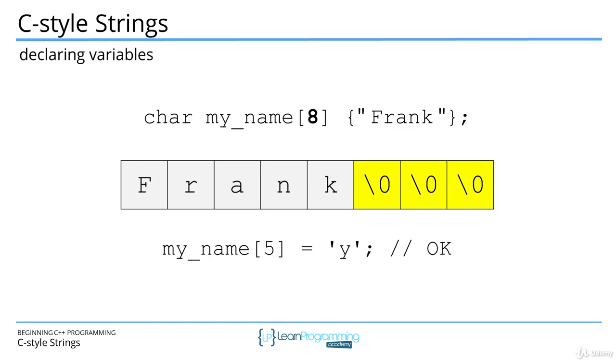In this example, we are explicitly asking the compiler to allocate 8 characters for the character array. And we're initializing it to Frank. In this case, it will initialize the array with F-R-A-N-K, and the rest of the space will be zeroed out with null characters. In this case, if I wanted to change the character at index 5, which is that first null character, to a lowercase y, it would be just fine, since the string now contains Frankie and is still null terminated. Let's see another example.